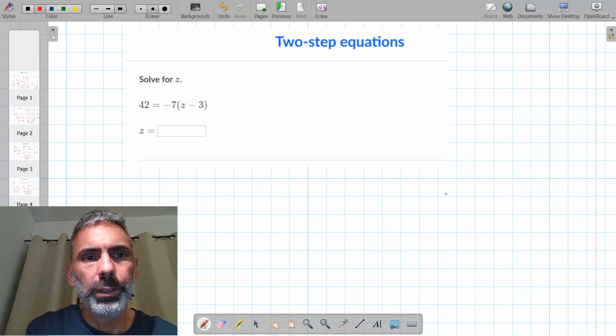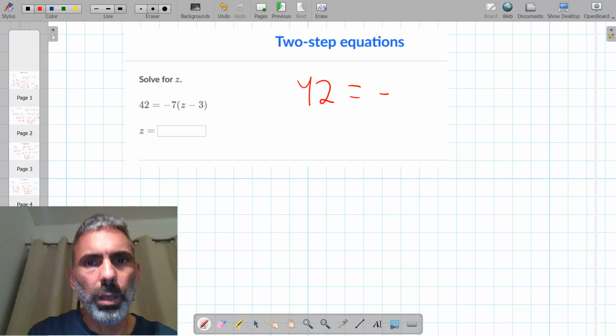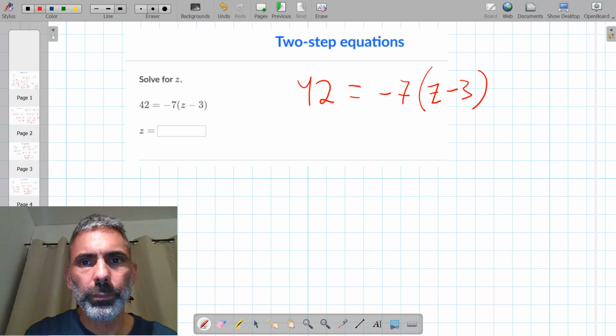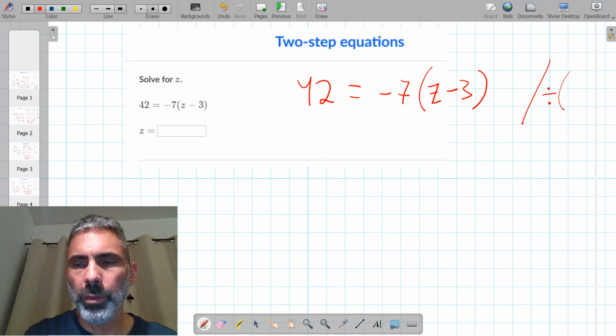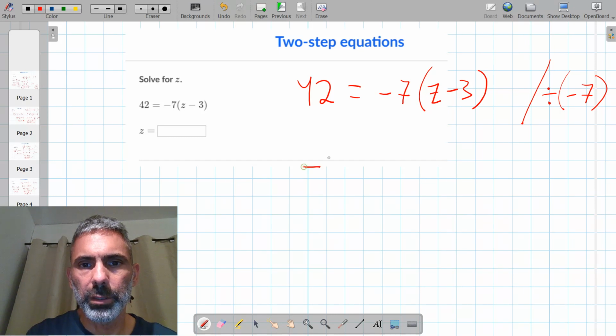Solve for z. 42 equals minus 7 times z minus 3. Okay, so the first step is to be left on the right hand side with just the parentheses, so minus 7 times z minus 3. So I'm dividing both sides of the equation by minus 7. So 42 divided by minus 7 is minus 6. And on the right hand side I'm left with z minus 3.